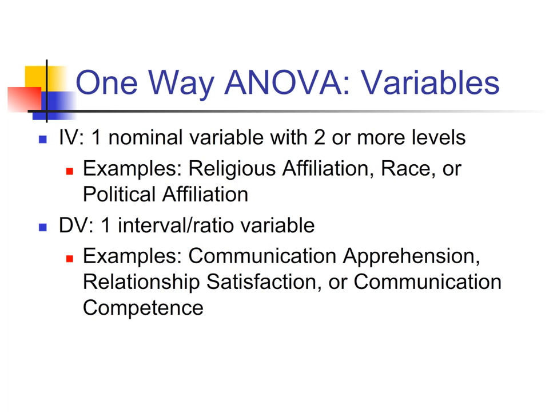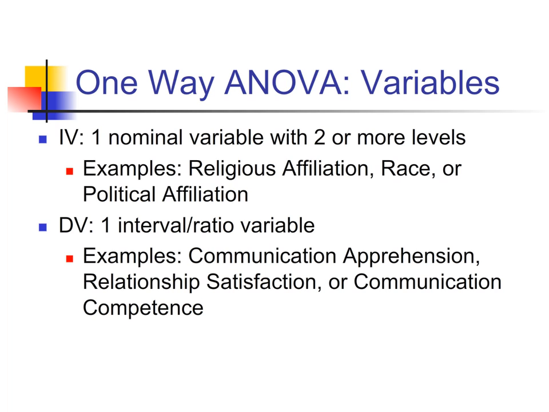Okay, ANOVA is exactly the same thing as a t-test, except the independent variable has more than two levels. So here we could use gender, but the independent variable is nominal with more than two levels. Religious affiliation, you can think of any number of religious affiliations that people could put down. Race, more than two levels. Political affiliation, the same thing: Republican, Democrat, Independent, and so on and so forth. And we're comparing those two or more groups on, again, an interval ratio variable.